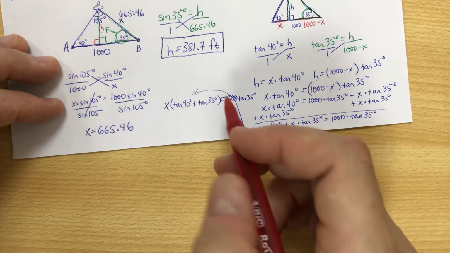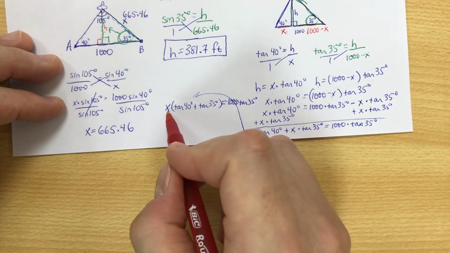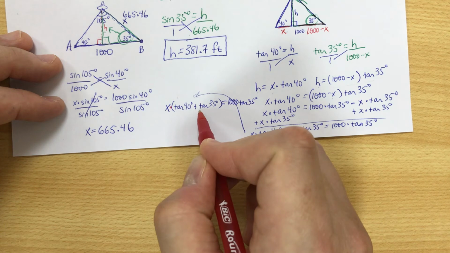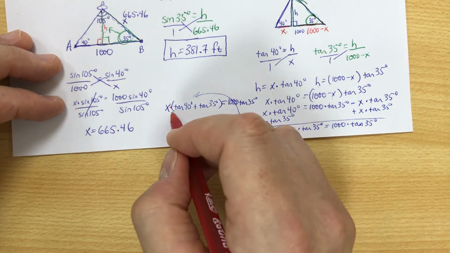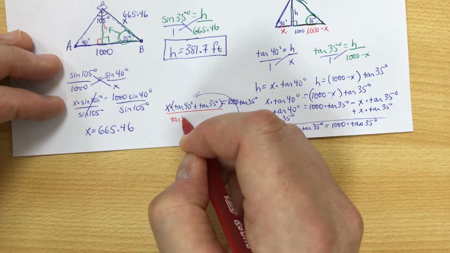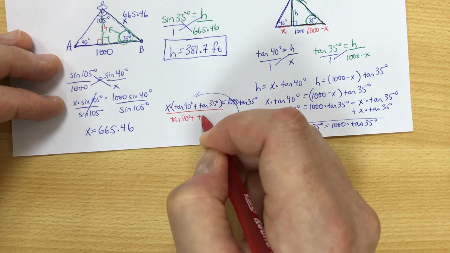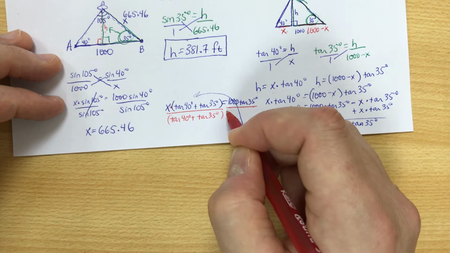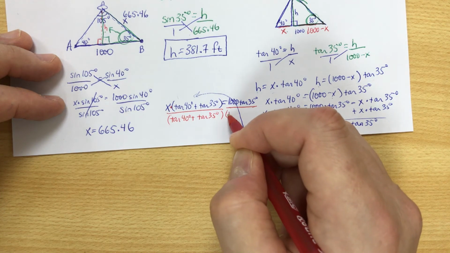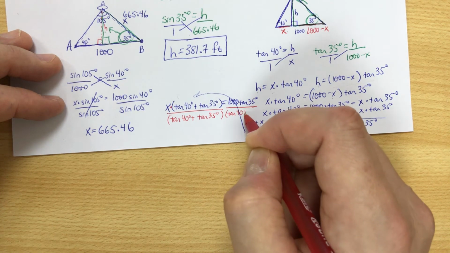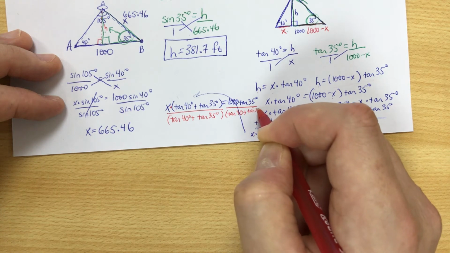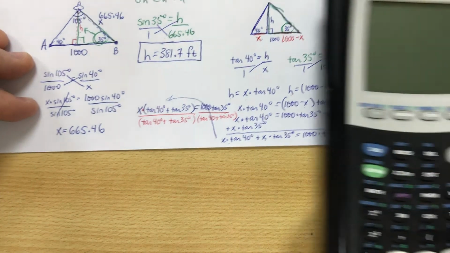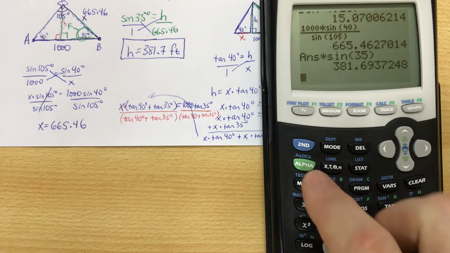And then the last move here, this is x times this expression. To undo multiplication, we're going to divide. So I will divide both sides by the tangent of 40 plus the tangent of 35. Okay, now this is a calculator problem.